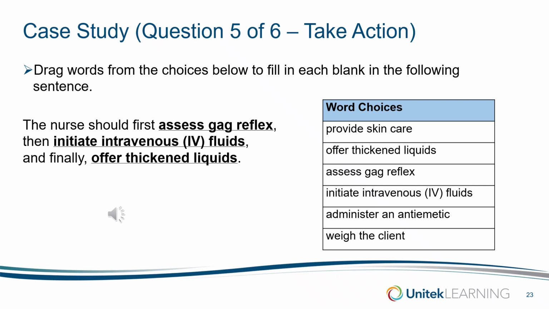Next, we must initiate IV fluids. This will help to correct the dehydration and improve perfusion. And finally, we can offer thickened liquids. This is only safe after the gag reflex has been assessed. NCLEX testing tip: actions must follow assessment, planning, intervention, and evaluation. Never intervene before assessing safety.